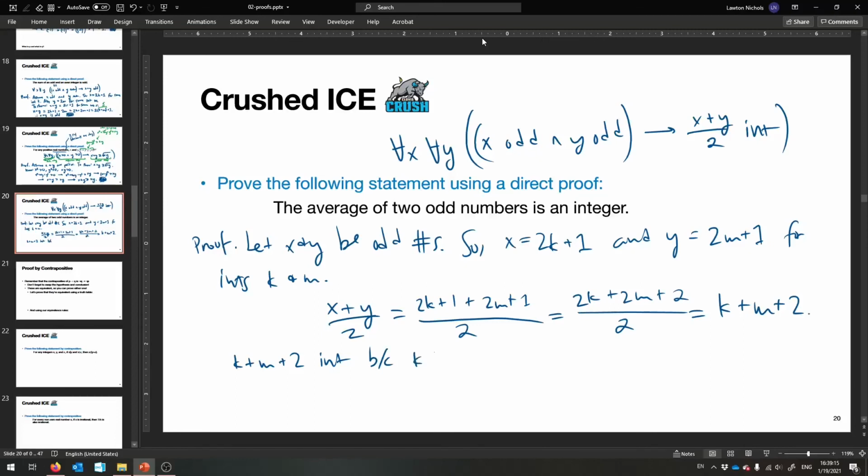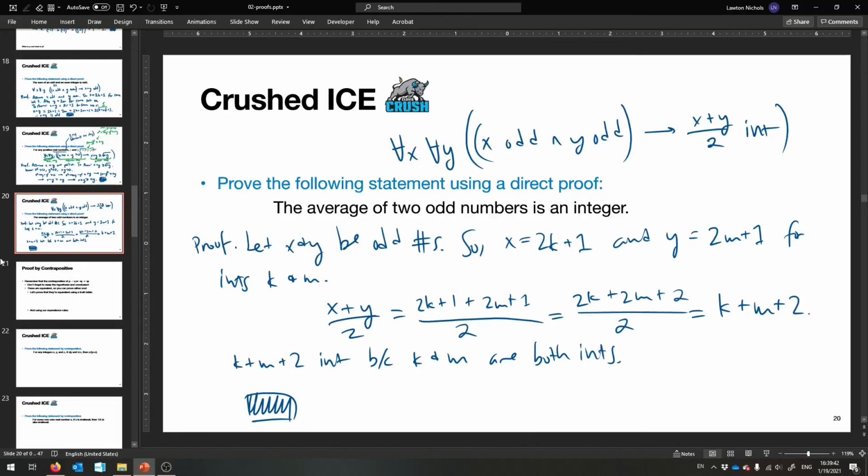k and m are both integers. You add integers to integers, you still get integers back. Okay? So, k plus m plus 1 equals (x plus y) over 2, and that was all we needed to show. Dun dun dun. That's the proof.